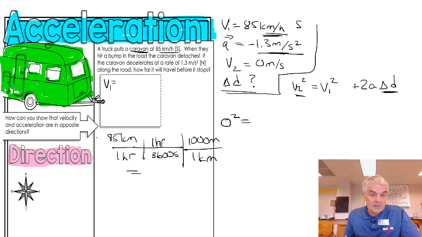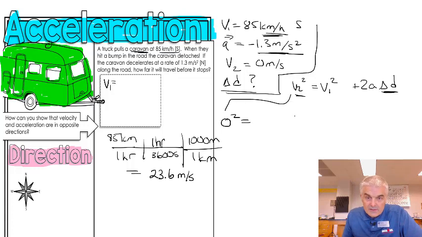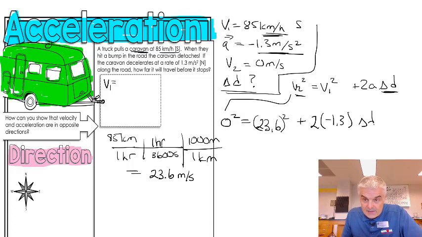So that's going to be 85 times 1,000 divided by 3,600. That comes out to 23.6 meters per second. So that's going to be the number I'm going to use in here. So this is V1 right here, right? Boom. V1 is 23.6. And I've got to square it. Again, it might be a little curious where these numbers or equations come from. That's coming later. 2 times, he's accelerating at negative 1.3 and delta d.